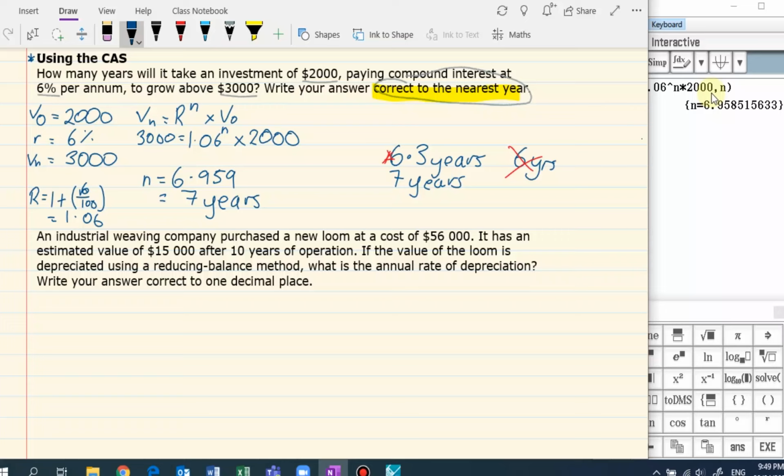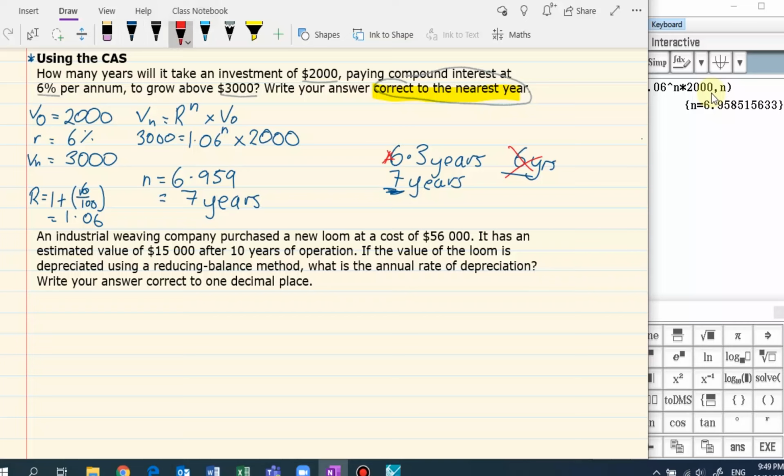So I hope that down the track, that might come up where you're asked to answer it in context. If it takes 6.3 years to get to $3,000 and the answer is to be in years to the nearest whole year, then your answer should be 7 years, because it won't be until that 7th year that you've made the $3,000. Okay, so hopefully that's not too weird.